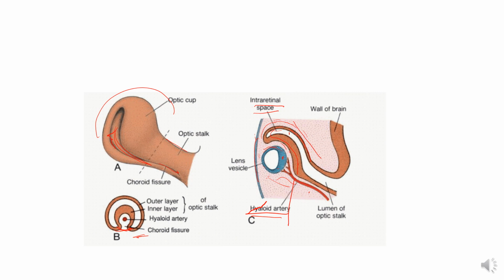Enclosure of the optic fissure converts the optic stalk into the optic nerve, and the hyaloid artery becomes enclosed within the optic nerve. Now we will see next, in the development of the retina and then the optic nerve, how this hyaloid artery becomes enclosed within the optic nerve.